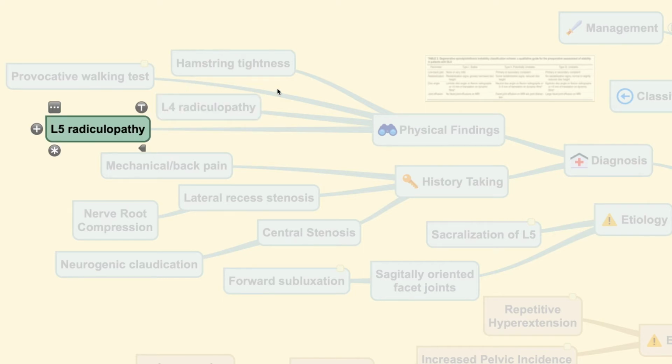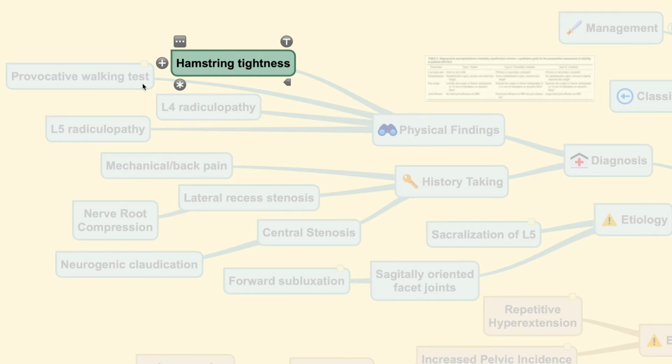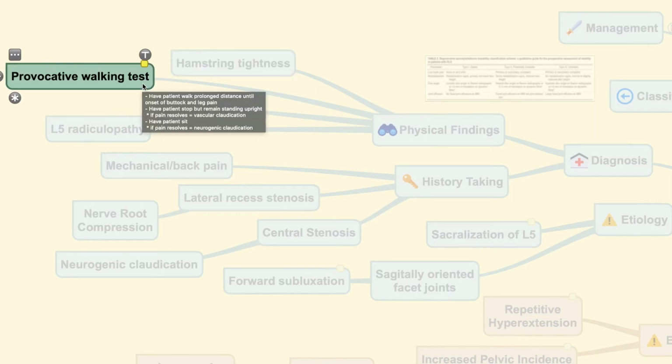And other findings may include hamstring tightness, or a test could be done to provoke the patient. It is called the provocative walking test. The patient is made to walk a prolonged distance until the onset of buttock and leg pain, and then we have the patient stop but remain standing upright. If the patient has resolving pain, then the condition is usually caused by vascular claudication.